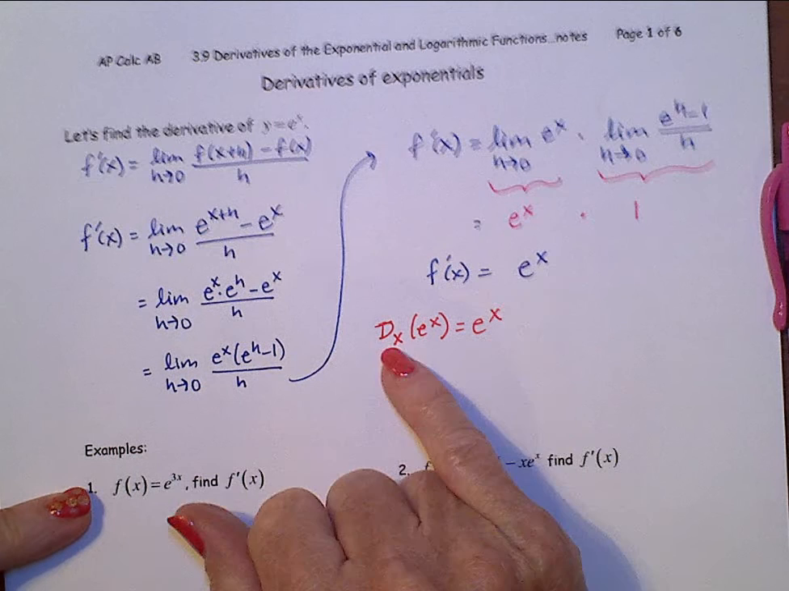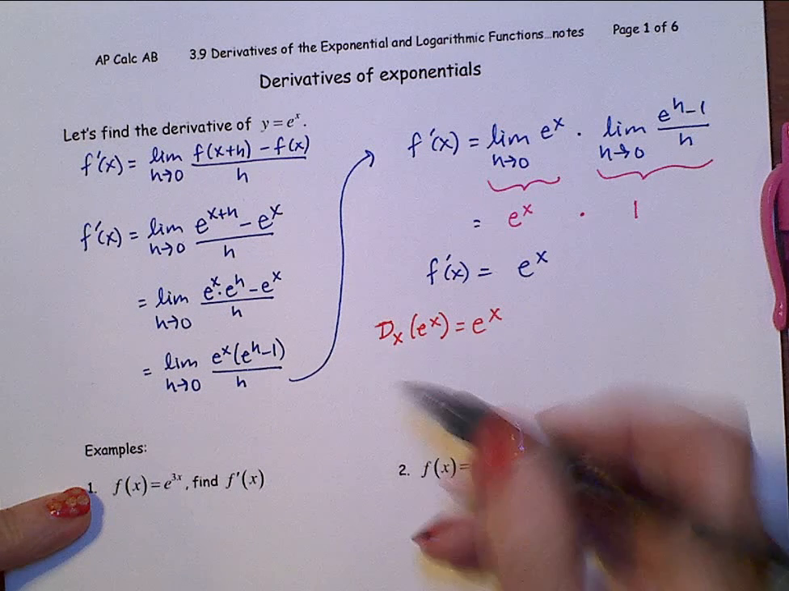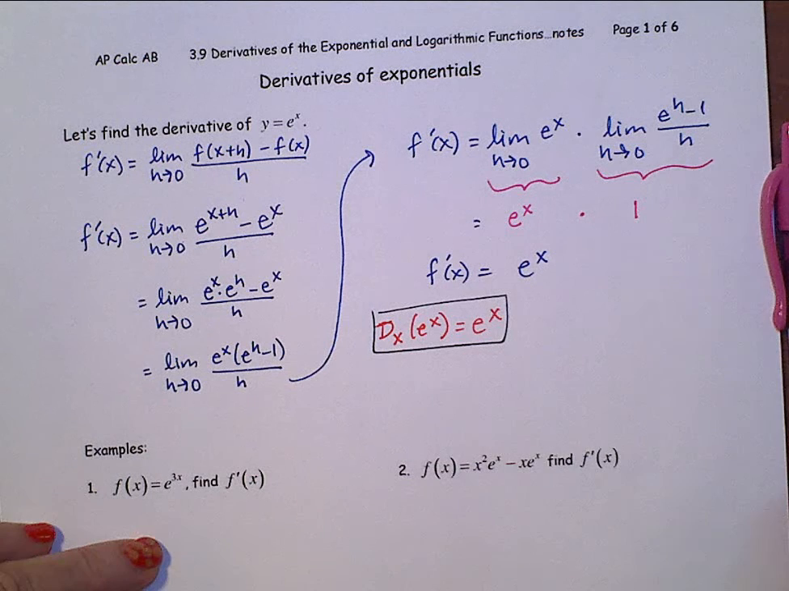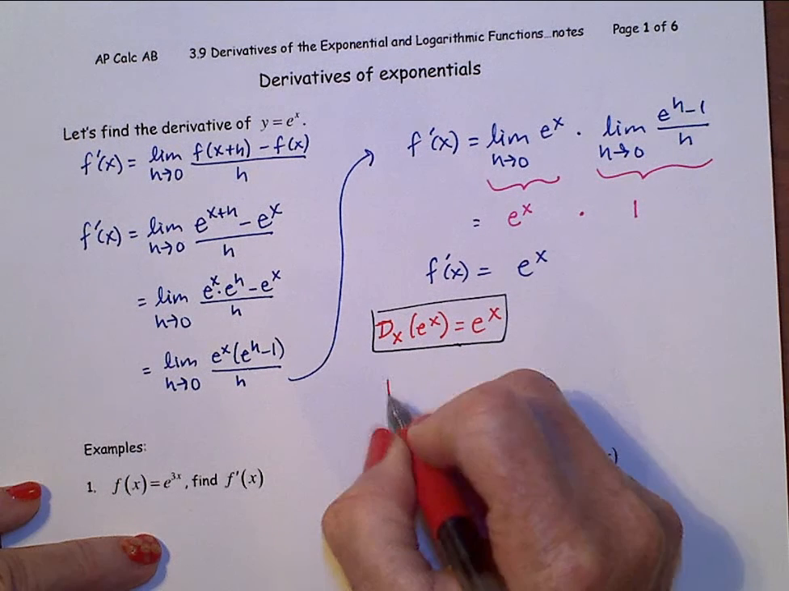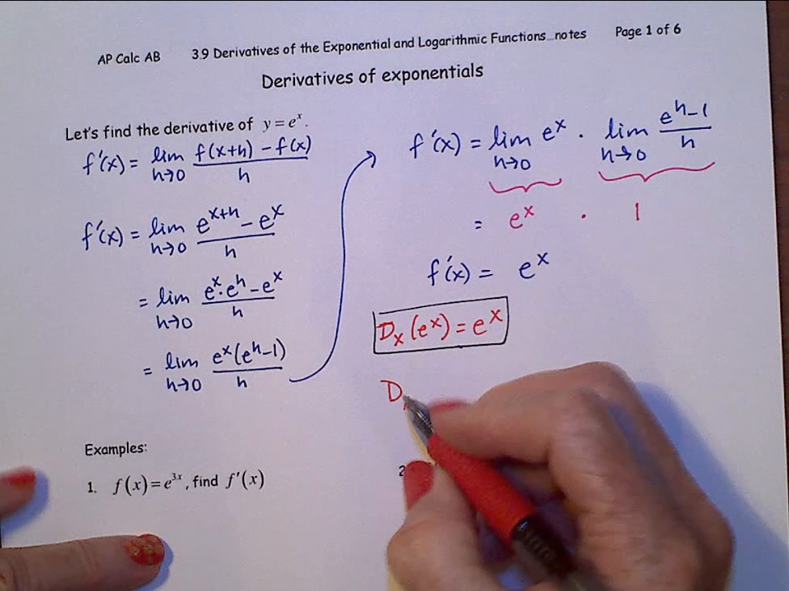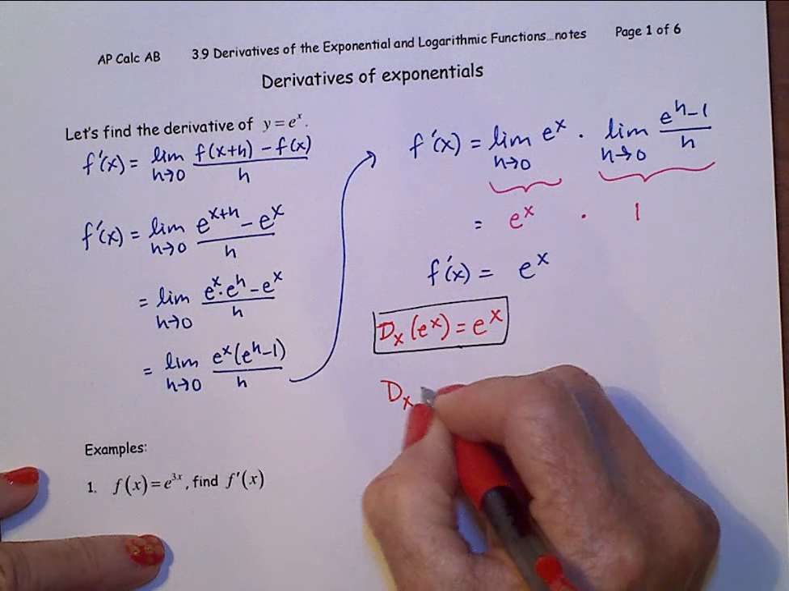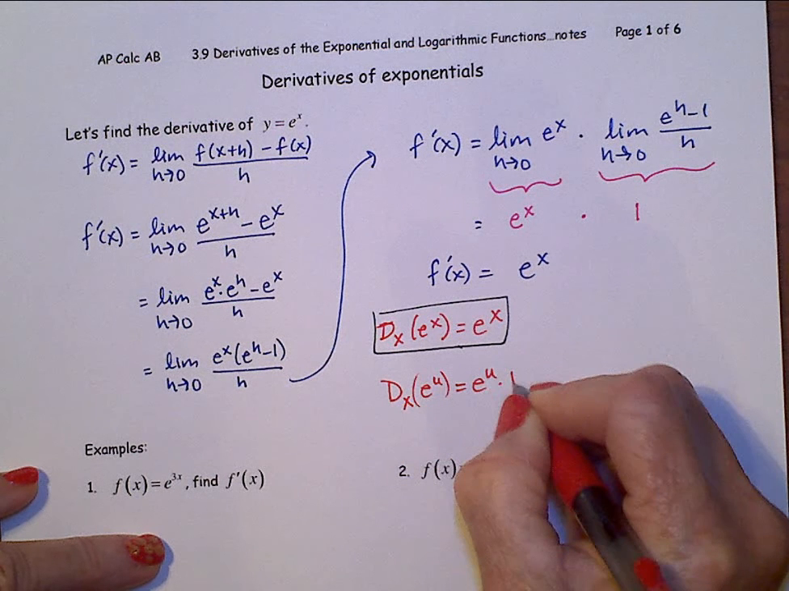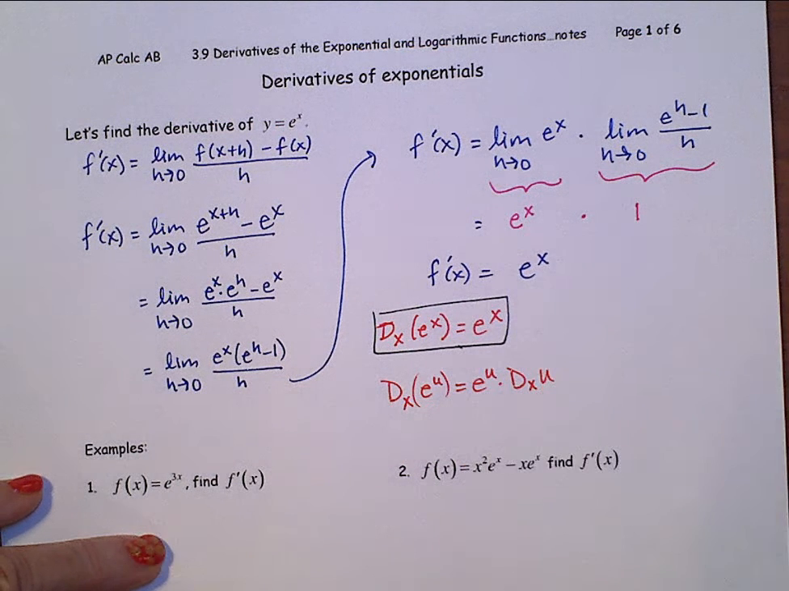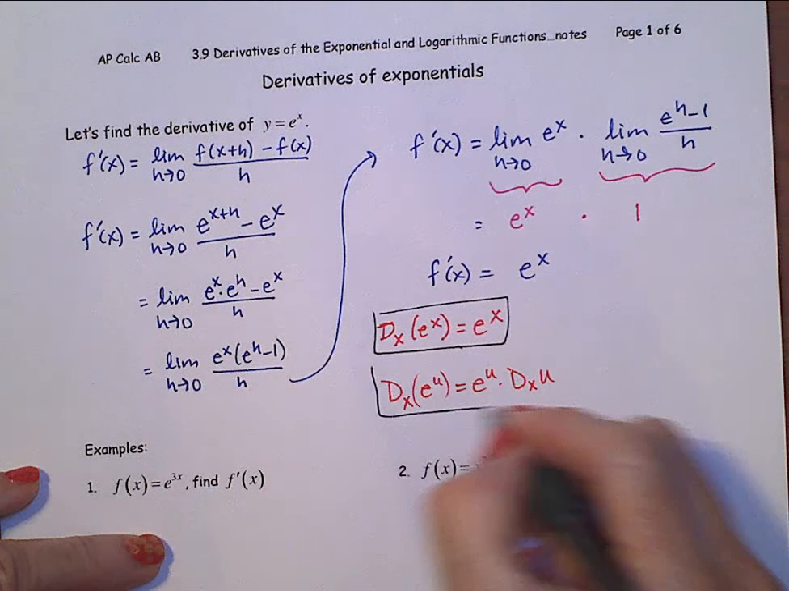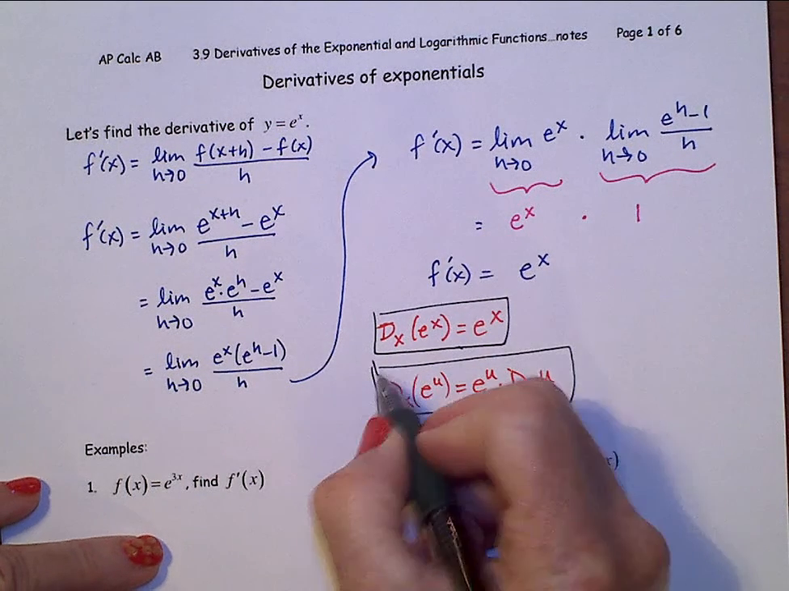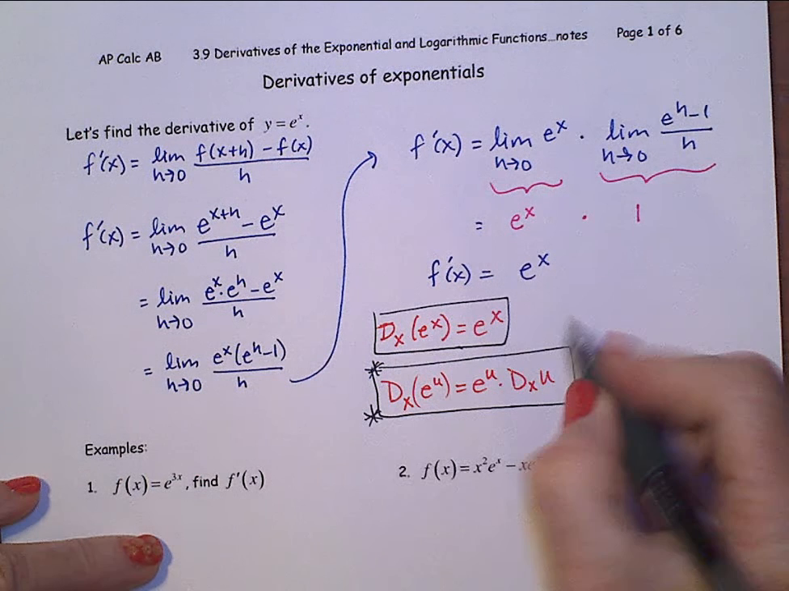This is all nice and pretty for just y equals e to the x, but if we happen to have e to the something else, we can expand this a little bit further and say the derivative of e to the u is e to the u times the derivative of the u. And you should recognize that as telling you to use the chain rule. Yes, you need to memorize this.